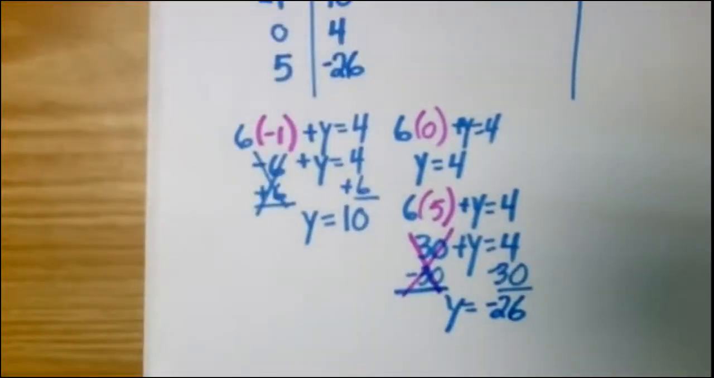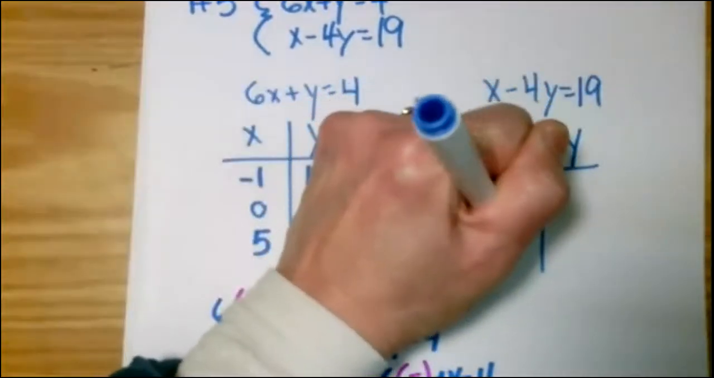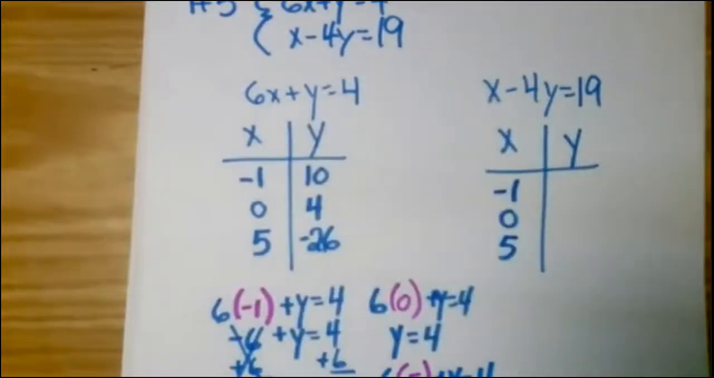So we have some points for graphing. We'll do that in a minute. We still have to do the second equation. This is why I'm not going to have you estimate on all of these problems, because this would take you hours to do your homework. We don't want that. So I'm going to pick the same points, negative 1, 0, and 5. This time I'm going to plug them into the other equation.